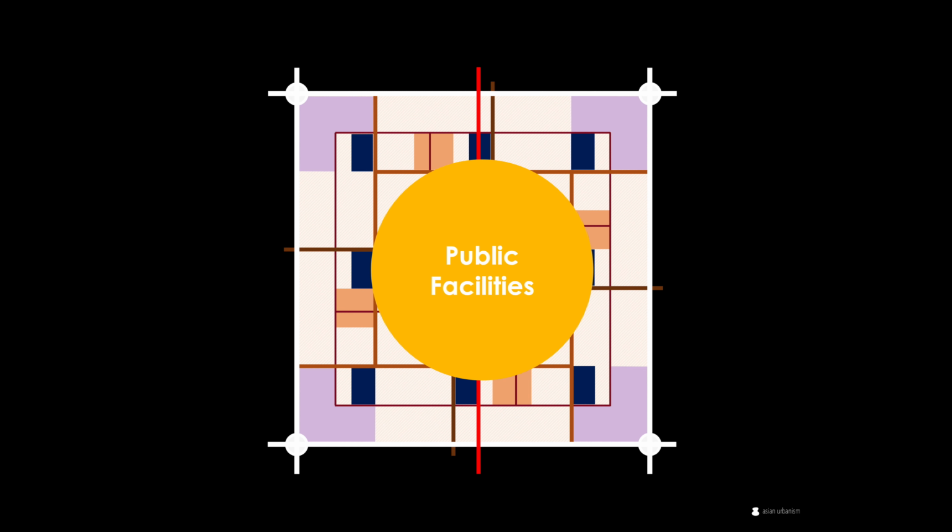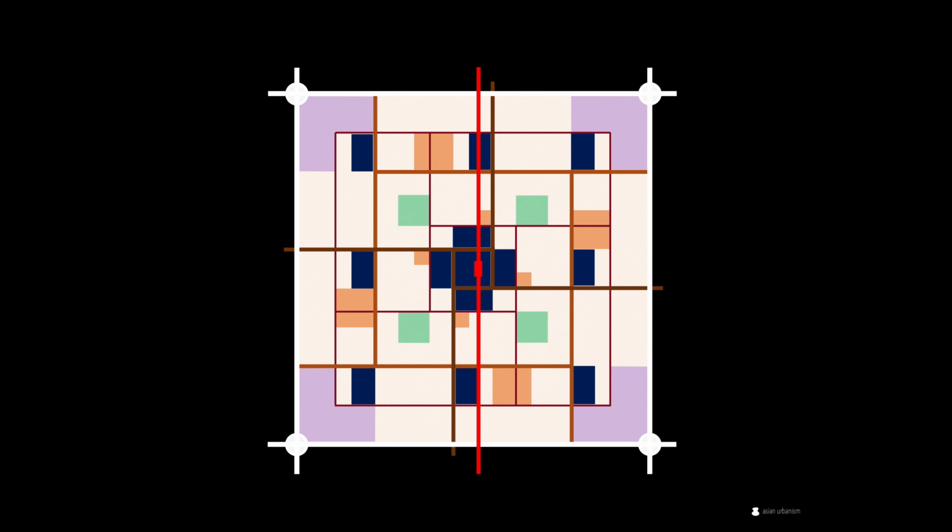Now, let's take a look at how public facilities are planned and distributed. Primary facilities, which require large land sizes, are placed surrounding the town center. For example, educational facilities such as junior college and vocational institute, sports complex, and park.